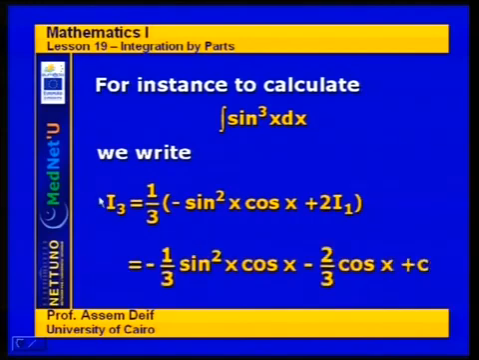And here it is. To calculate sine to the power 3, as we did on the paper, it's equal to this expression here. You reduce sine to the power 3 in terms of sine to the power 1, and we know that the integral of sine is equal to minus cosine.